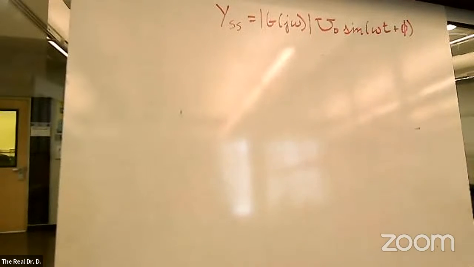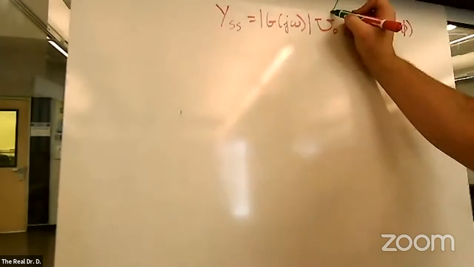This equation is important. Why? Because it allows us to get the steady state response of a system to a sinusoidal input, right? And we understand that if we put a sine wave in, we should expect to get some sort of sine wave out, right? If we put a cosine in, we'll get a cosine out. If we put a sine in, we get a sine out. That's what we're expecting.